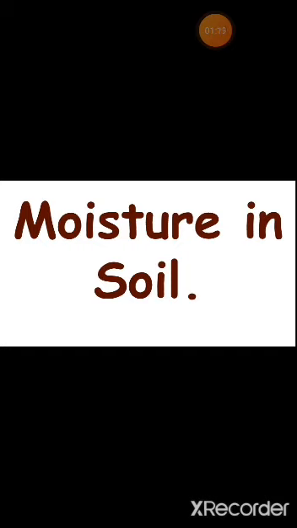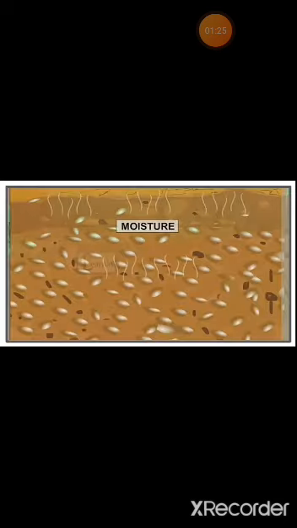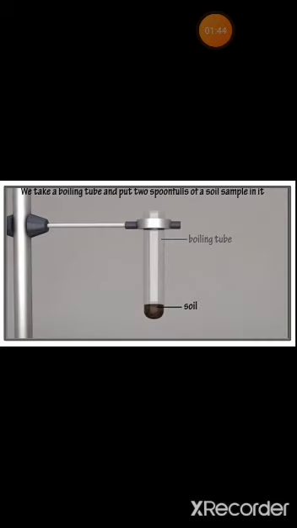Our next topic is moisture in soil. On a hot summer day, perhaps you notice that the air above the land is shimmering. This is because the vapors coming out of the soil make the air above the soil seem to shimmer. So, let's find whether the soil contains moisture or not with the help of this experiment.